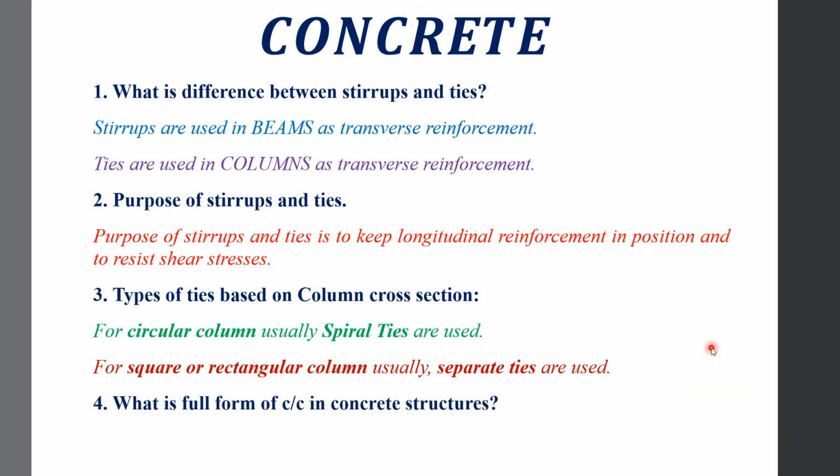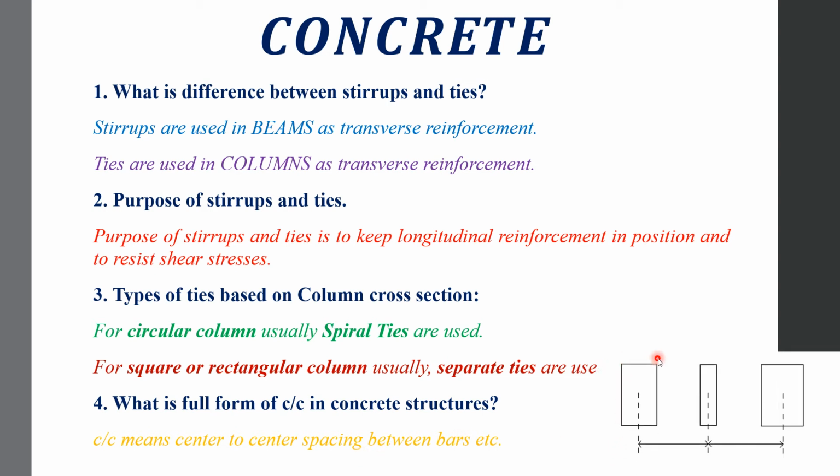The fourth point is, what is the full form of CC in concrete structures? Simply, CC means center to center distance. CC means center spacing between bars or any civil engineering structural member, that may be distance between columns, beams, etc. So in this figure, you can see these are two columns or beams or any structure. This is the center of this member, and this is the center of the other member. So from this dashed line to this dashed line, there is a distance. This distance is known as C/C distance.